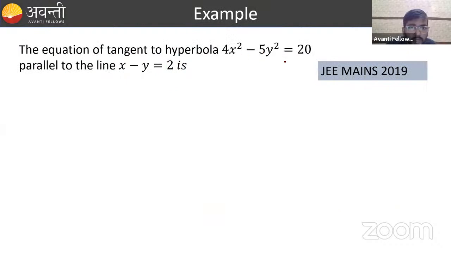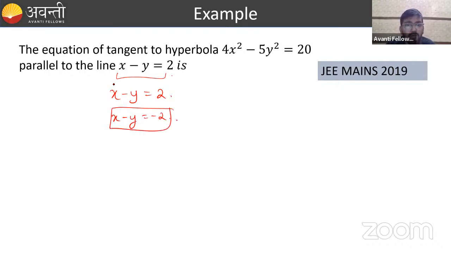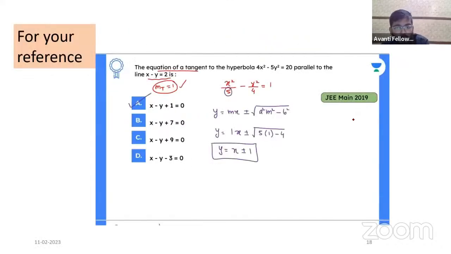So the equation of the tangent to the hyperbola parallel to this line will be what? So for one, the equation is x minus y equals to 2, and since it is parallel, this will be x minus y equals to constant, we will just change the sign. So it will be this equation. So this was a very easy and conceptual question asked in JEE Mains 2019.